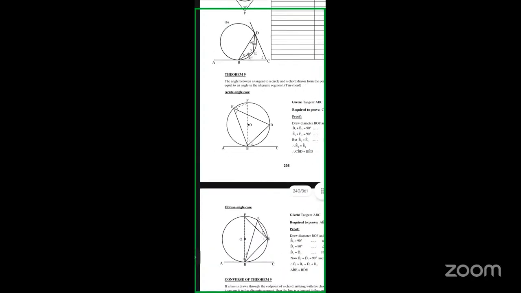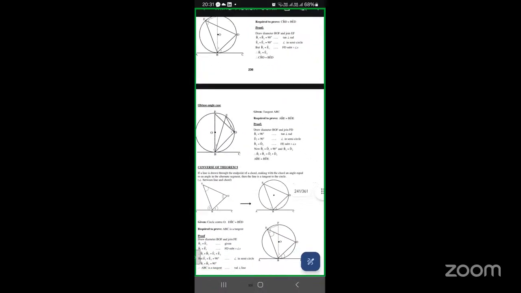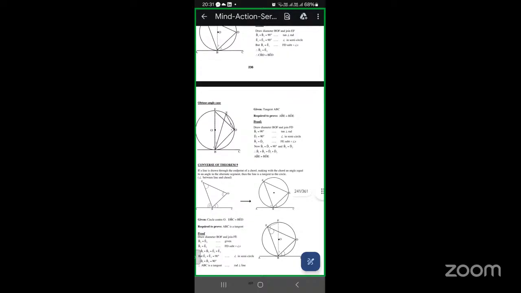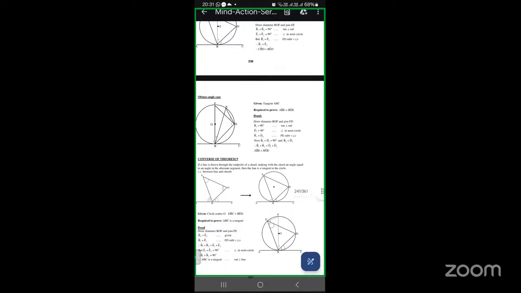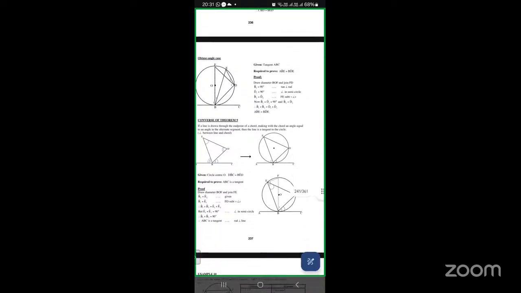theorem. Then we also have the converse of the theorem. The converse is saying, if a line is drawn through the endpoint of a chord, making with the chord an angle equal to an angle in the alternate segment, then the line is a tangent to the circle. Then the reasoning for that can be just the angle between the line and the chord. Then you get your marks.